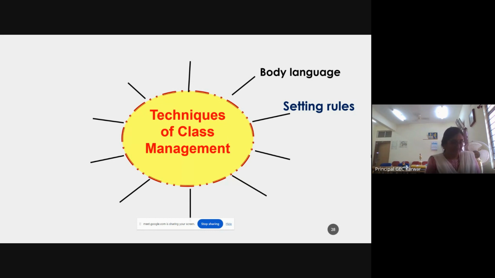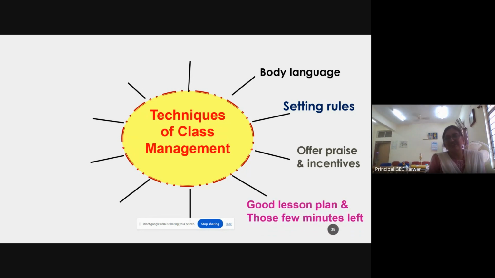Praising learners, giving them incentives when they do good. Offer praise and incentives. Whenever a student does something good, we need to give some incentives. At least honor them with a pen. Good lesson plan, those few minutes left. Whenever we need to, prepare extra time to reinforce certain skills, and on one hand keep learners busy. So always prepare 1 hour extra before going into the class. Good lesson plan, those few minutes left.